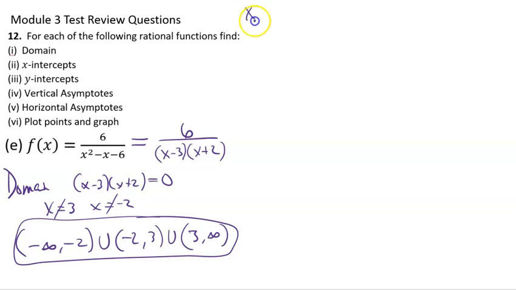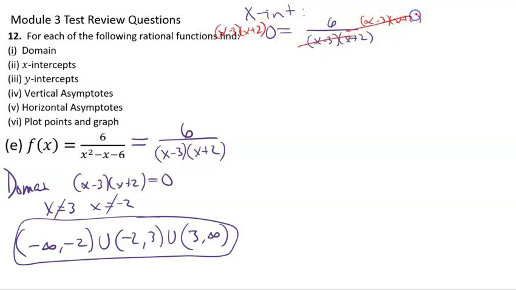All right, x-intercepts. I've done this so many times, you know that you do 0 equals the function, which is 6 over (x minus 3) times (x plus 2). My requirement next is to multiply both sides by the denominator to eliminate the variables in the denominator. So that cancels with that. On the left, I have 0. Anything times 0 is 0. On the right, look, I have 6. Then my x is canceled out.